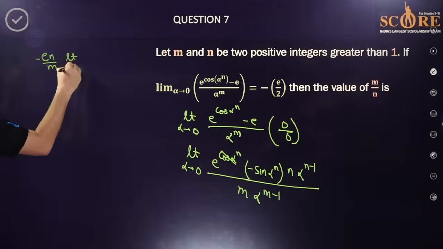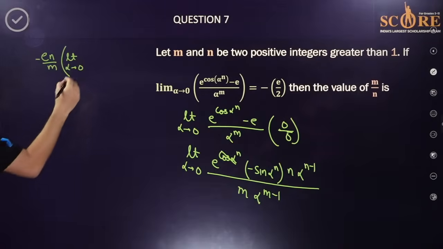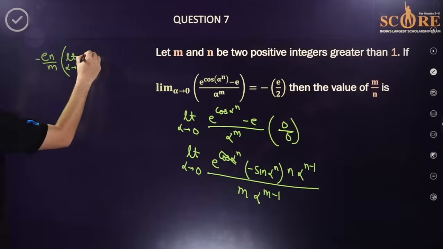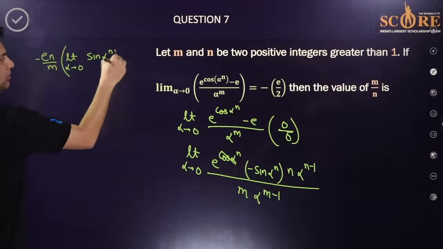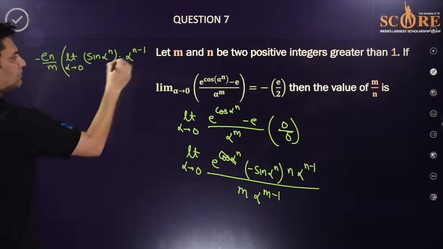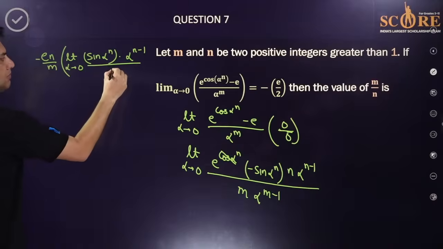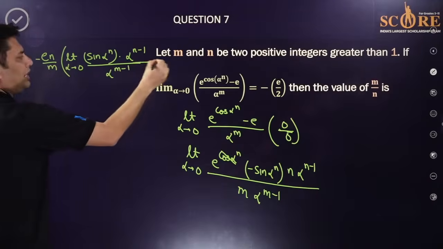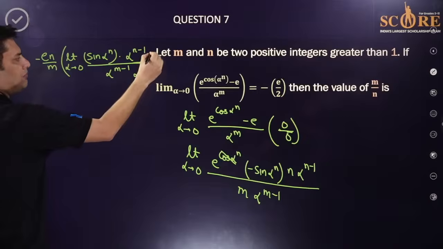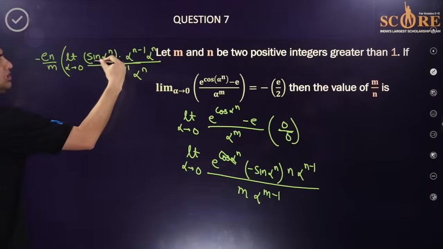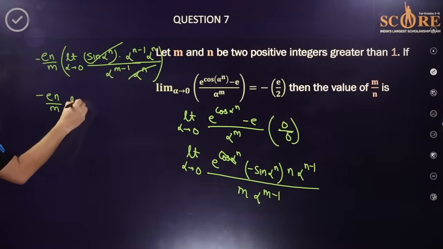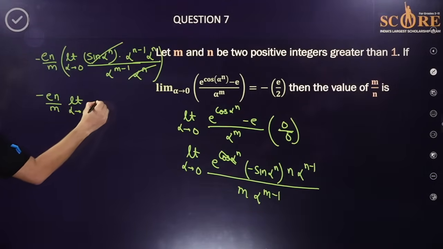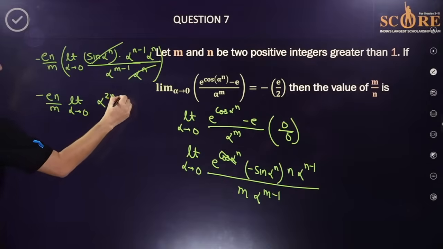Now this is the limit as alpha tends to 0, and the limit is of sin alpha^n into alpha^(n minus 1) upon alpha^(m minus 1). What I do is I multiply by alpha^n divided by alpha^n. So sin theta by theta becomes 1. So finally, minus e n by m, limit as alpha tends to 0, this is alpha to the power 2n minus m.